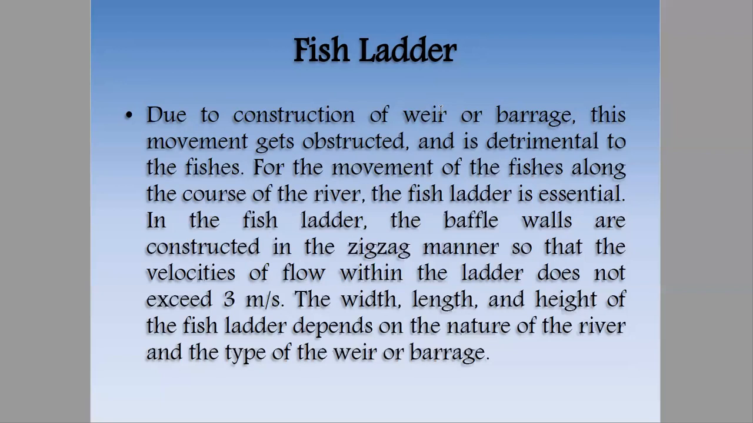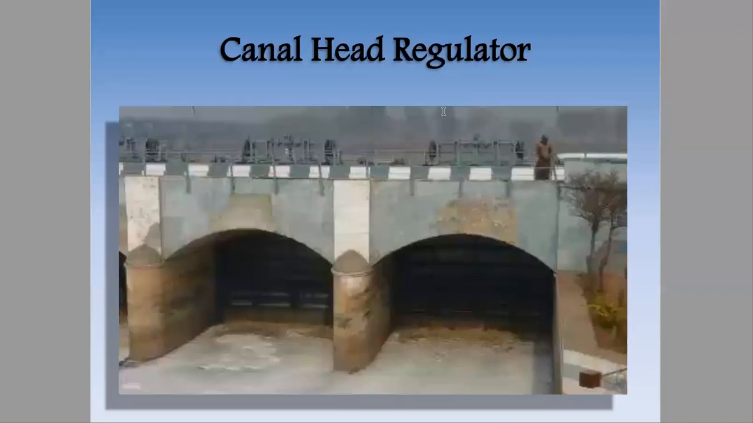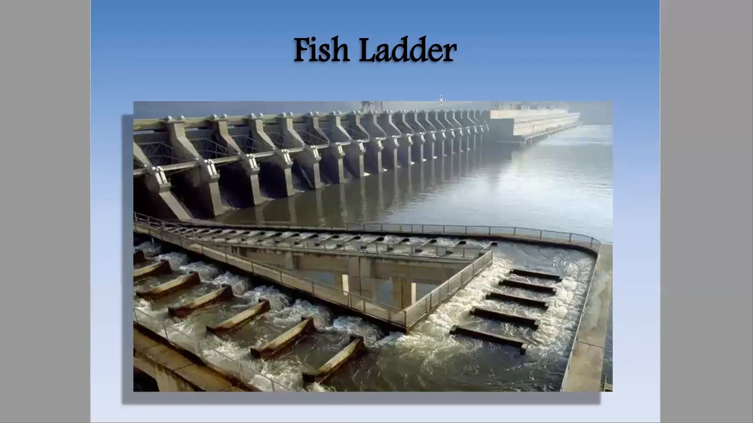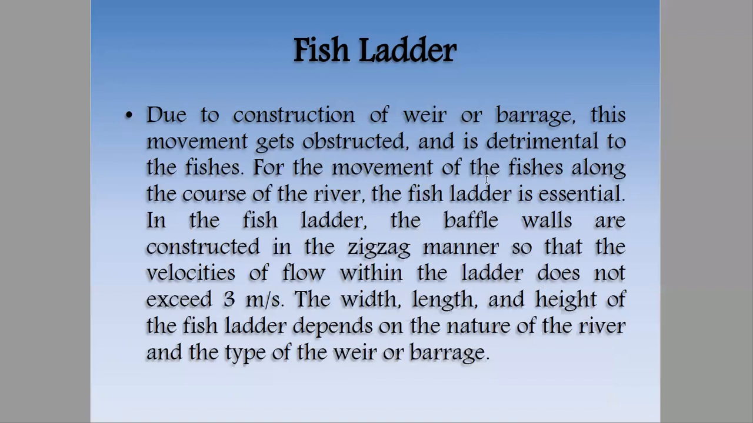So now we are well aware of why a fish ladder is essential. The fish ladder is essential for the movement of fishes. We provide a special provision for the movement of fishes. Here you can see this is our fish ladder. And why is it provided? It is provided for the movement of fishes from upstream to downstream or from downstream to upstream, depending.